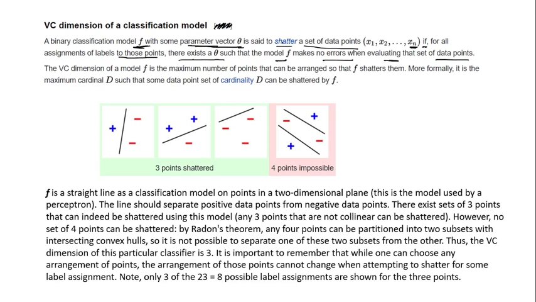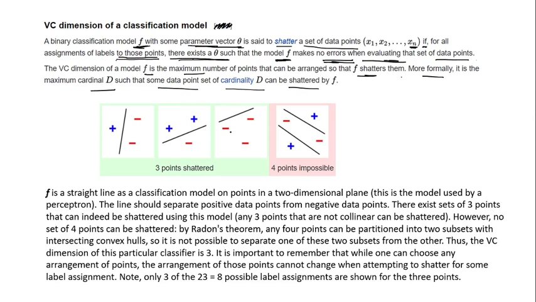So that is what it means: a parameter vector theta is said to shatter a set of data points if for all assignments of labels to those points there exists a theta such that model F makes no errors when evaluating the set of data points. The VC dimension of a model F is the maximum number of points that can be arranged so that F shatters them. More formally, it is the maximum cardinal D such that some data point set of cardinality D can be shattered by F.